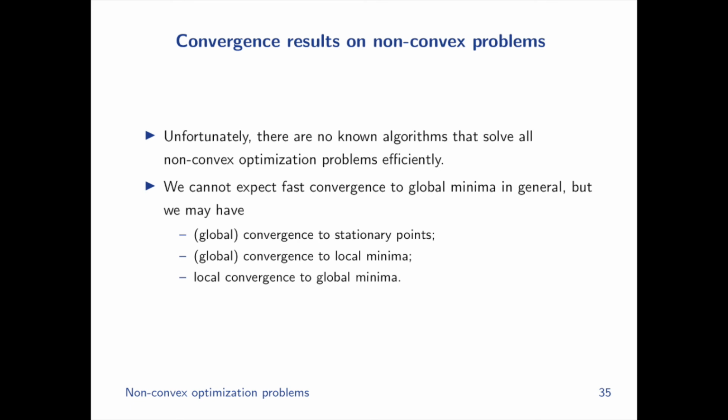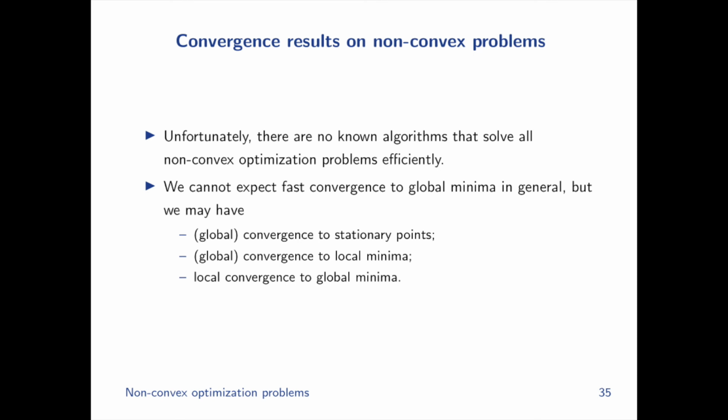So there's not going to be any convergence to global minimum. Okay, so what can you expect? You can expect global convergence to stationary points. What I mean by global convergence is that this convergence will occur regardless of where you start, where you choose to initialize the algorithm. Remember, all these algorithms, gradient descent in particular, but most of the algorithms we're talking about, require an initial point.